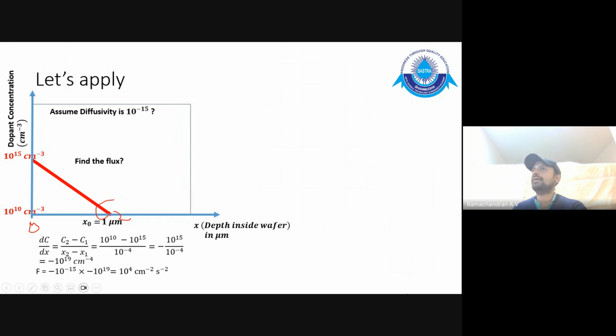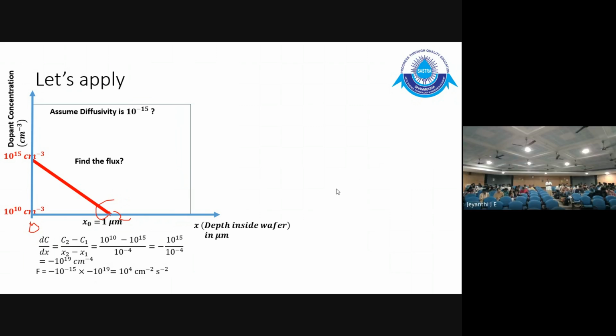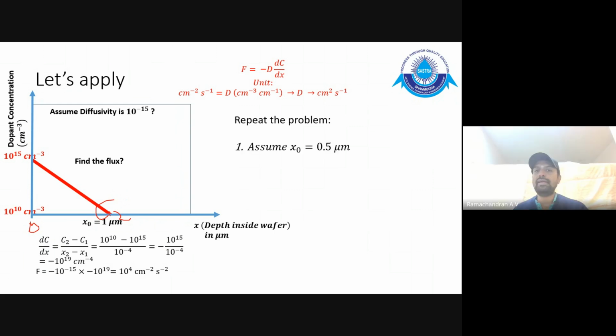Any doubts? Anyone has any difficulty mathematically here? Fine for all? Or maybe you have done already, you can repeat the problem for this one. You can assume x naught equal to 0.5 micrometer and you can take this as your homework as well.